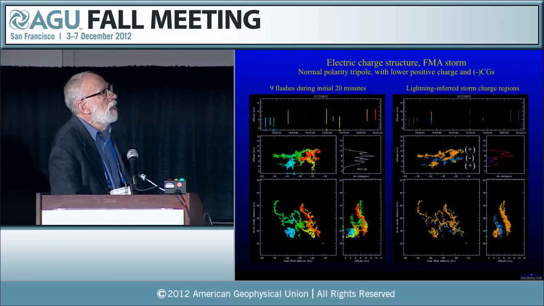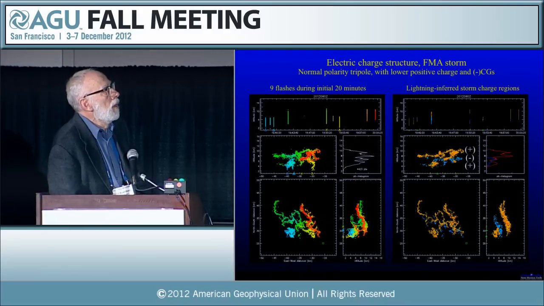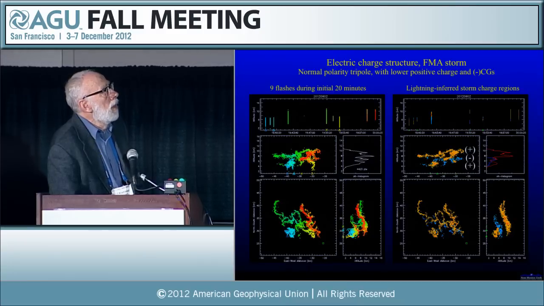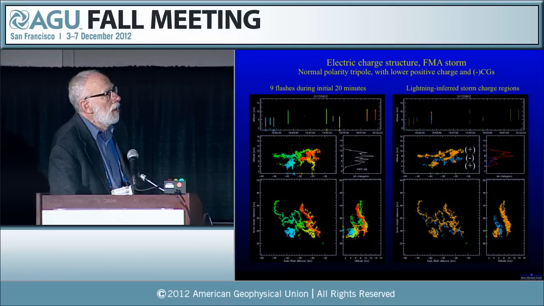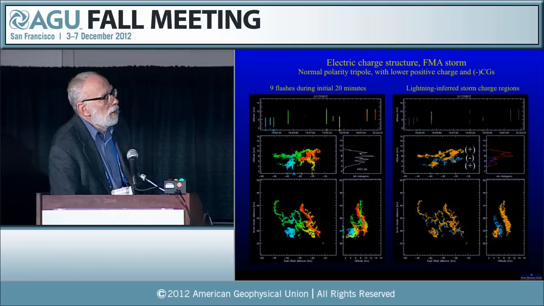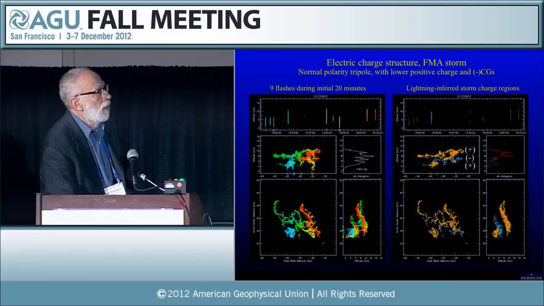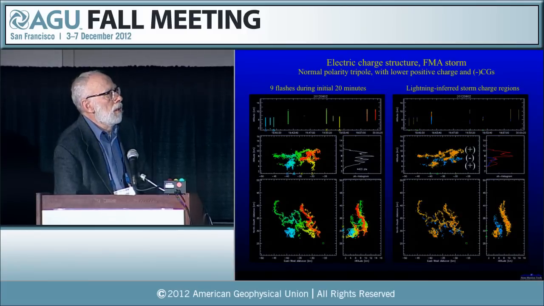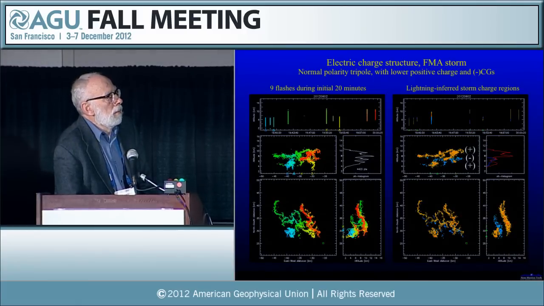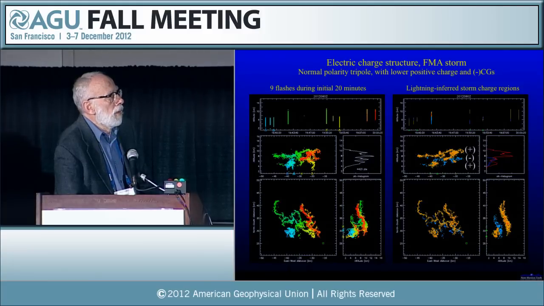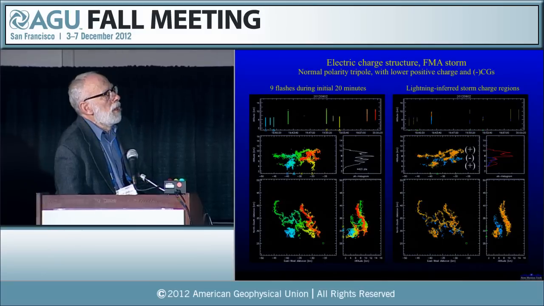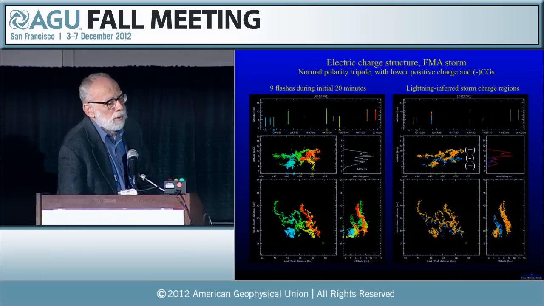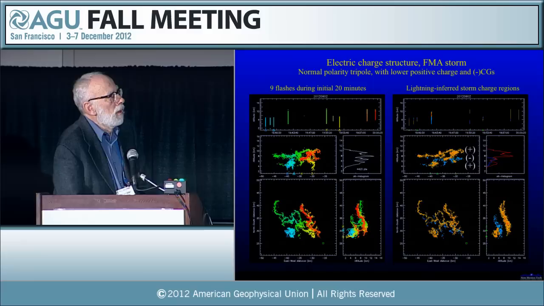This is the lightning in the FAMA storm, the one to the north, and it produced 9 lightning flashes over about a 20-minute time period. On the right is the electrical charge structure of those discharges, showing that basically it's normally electrified. There's a mid-level negative charge, upper positive, and lower positive. This normally electrified scenario readily produced cloud-to-ground discharges, negative polarity cloud-to-ground discharges.